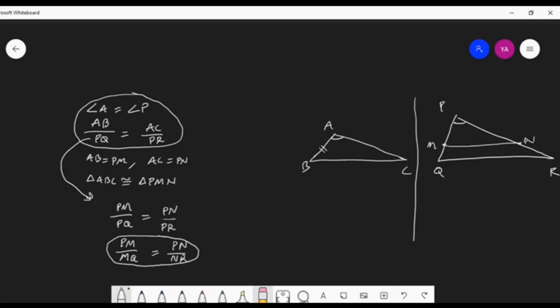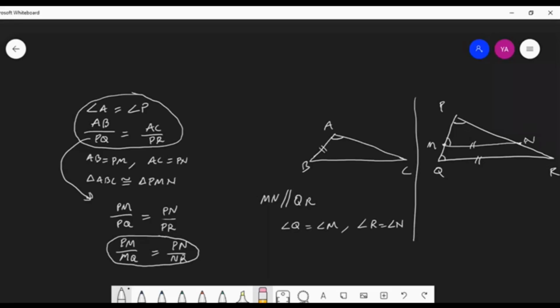By applying the converse of basic proportionality theorem, we will get MN is parallel to QR. If MN is parallel to QR, some angles will become equal, right? Which angles? Angle Q and angle M. I simply give names like this. Angle Q is equal to angle M, and also angle R is equal to angle N.